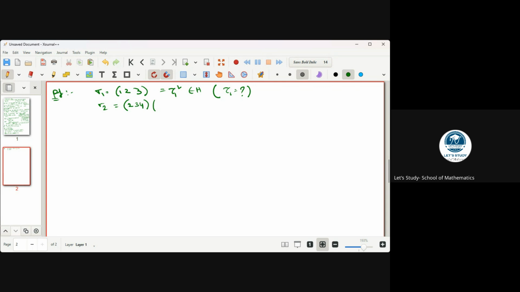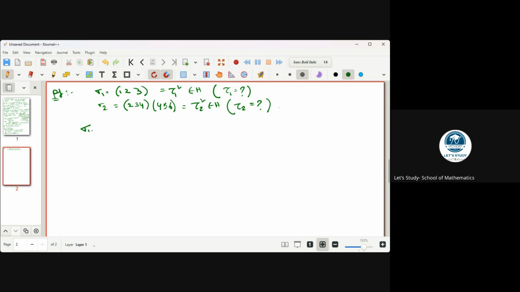Sigma 2 is (2, 3, 4) and (4, 5, 6). Again, this is equal to tau 2 square, which belongs to H. What is tau 2? That's why the previous day I gave you homework of that type: find sigma such that sigma square equals these. These types of things.